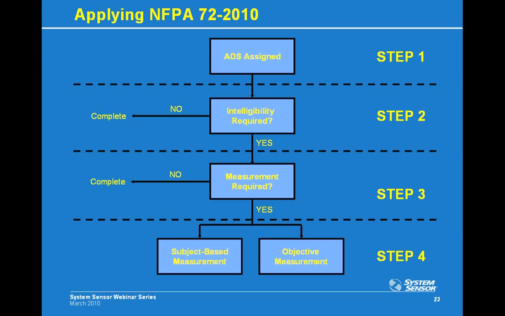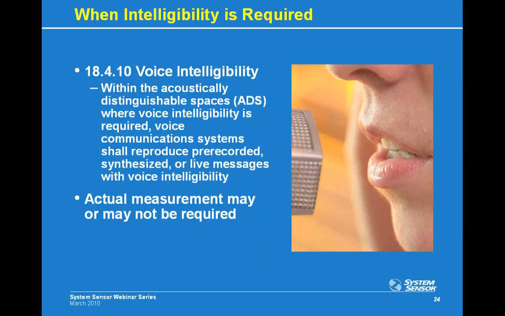In the new Chapter 18 for notification appliances, the code calls out that within the acoustically distinguishable space where intelligibility is required, voice communication systems shall reproduce pre-recorded, synthesized, or live messages with voice intelligibility. In each of these defined spaces, measuring for intelligibility may or may not be required. Remember, understanding the concept of acoustically distinguishable spaces will become important during the design process, as these spaces must be designated at that point in the process.